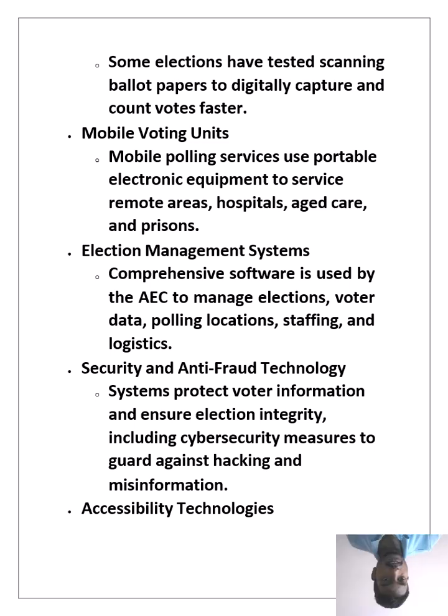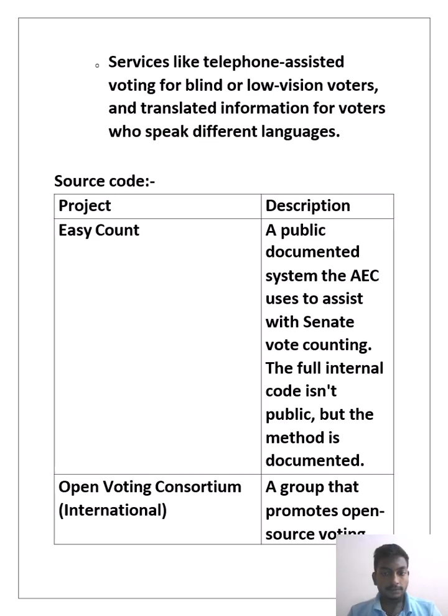Accessibility technologies. Services like telephone assisted voting for blind and low vision voters. For voters who speak different languages, interpreters can translate the information for them.